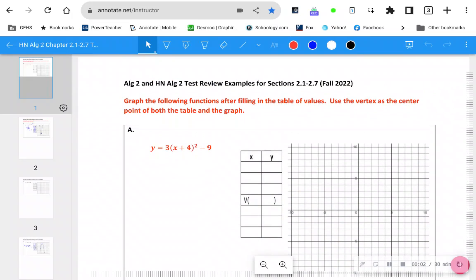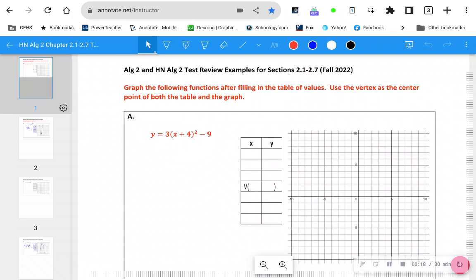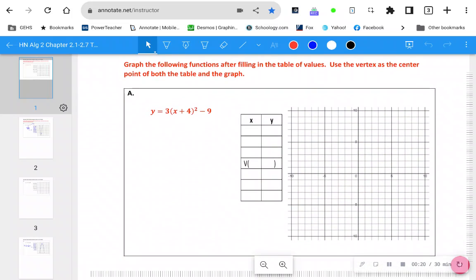Okay, welcome to the review material for the second unit, sections 2.1 through 2.7. Some of this will not apply to Honors Algebra 2, and some of this material will only apply to Honors Algebra 2. So I'll take you through it, but the format here is going to be, I'm going to show you the problem. You'll pause the video and try it yourself, and then I'll move on to the solution fairly briefly after that. So here's problem A.